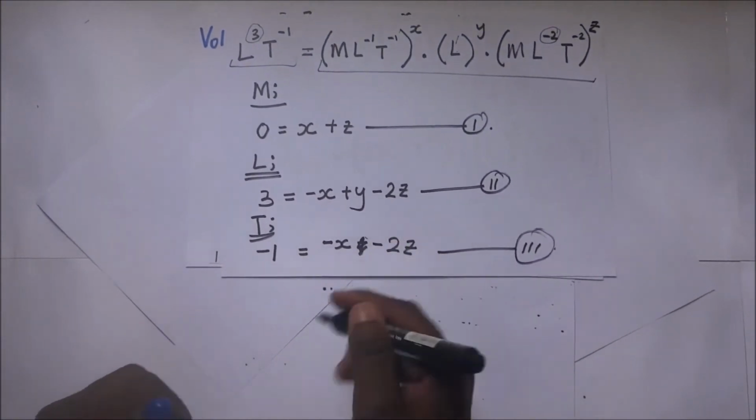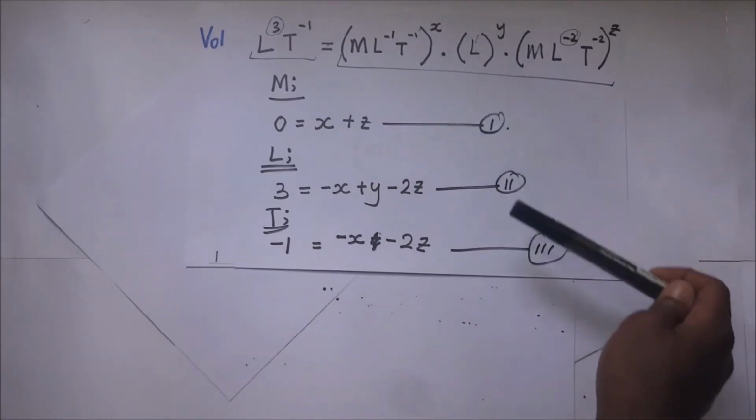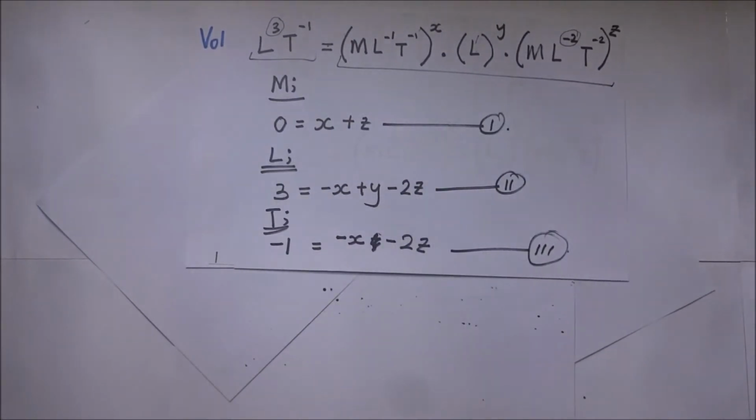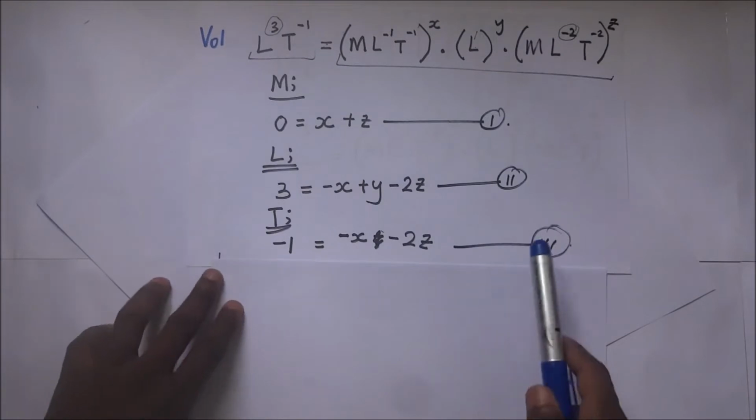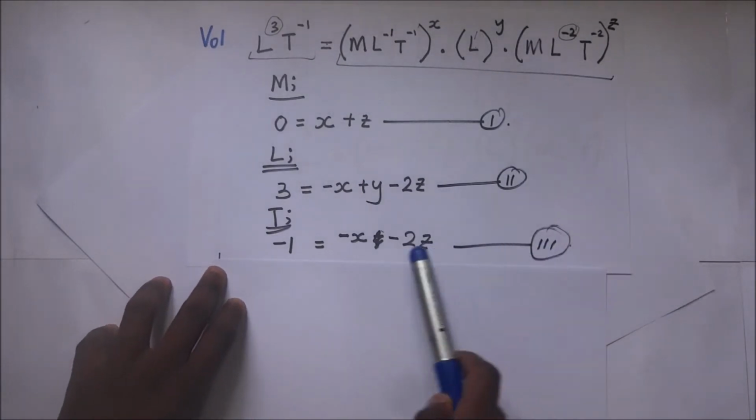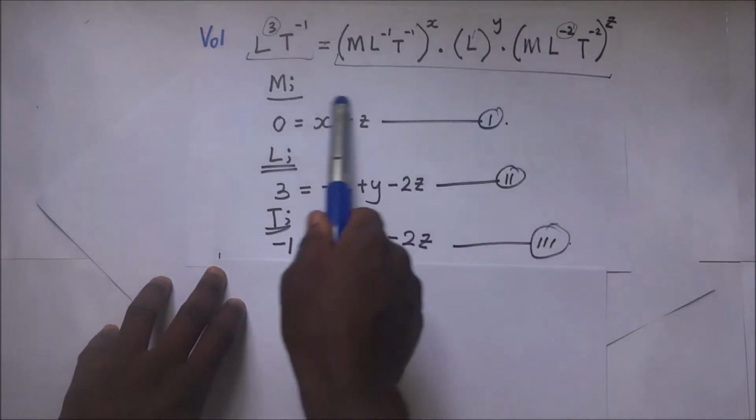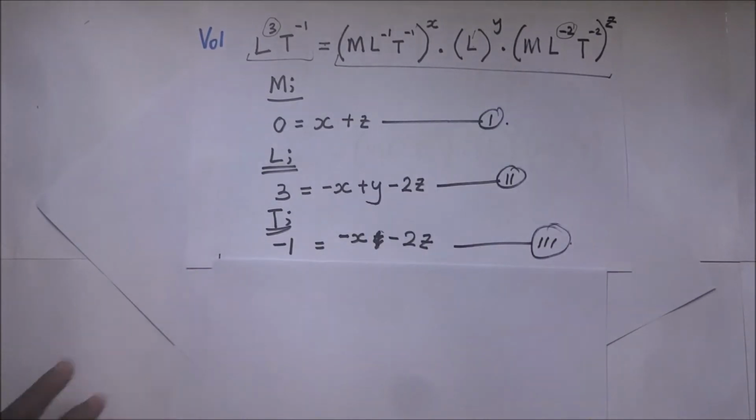So you're going to solve these three equations simultaneously to get the values of x, y, and z. To cut the long story short, if you look at equation 1 and equation 3 and you solve them, you're going to get negative z as 1.